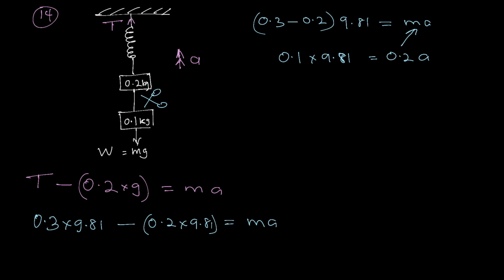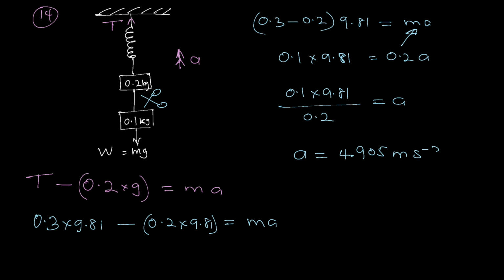So that's the 0.2, because we're looking for the acceleration due to that when this is cut. And so we would have 0.1. So to find a is 0.1 times 9.81 over 0.2 equals a. And plug that into calculator. A equals 4.905 meters per second squared. So that's the value of a, 4.905 meters per second squared. And that answer is B.